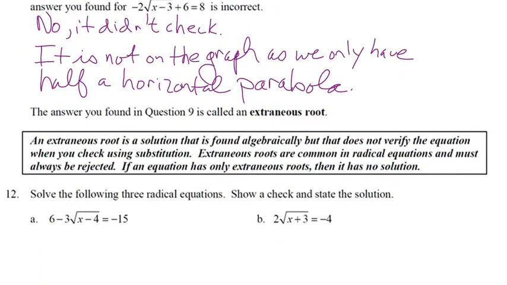And then there's the blurb, right? The answer you find in question 9 is called an extraneous root. An extraneous root is a solution that's found algebraically, but that does not verify the equation when you check using substitution. Extraneous roots are common in radical equations and must always be rejected. If an equation has only extraneous roots, then it has no solution.